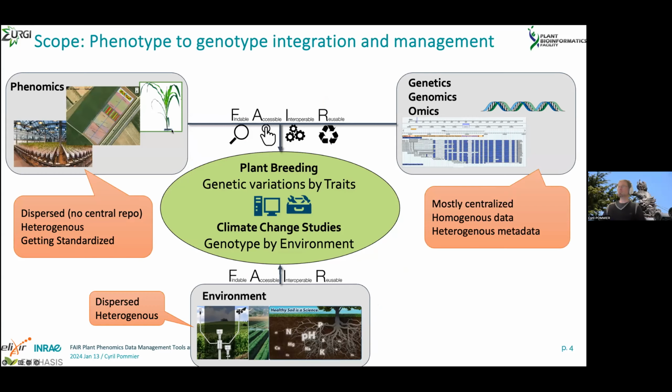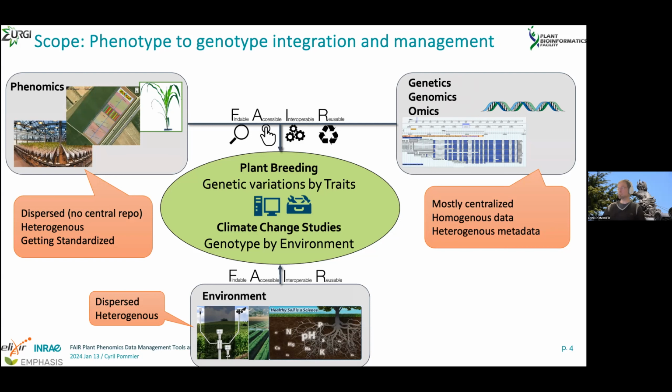First, I would like to sketch the scope of the tools we have been working on, which is mostly around phenotype to genotype integration and management, with the observation, of course, that phenomics data are dispersed. There are no central repositories like NCBI or EBI, nor any plan, as far as I know, to build one. The data are very heterogeneous and are more and more standardized. On the other hand, we've got omics, genomics, and genetics data, which are mostly centralized, but some are managed in a decentralized way. They are mostly homogeneous.